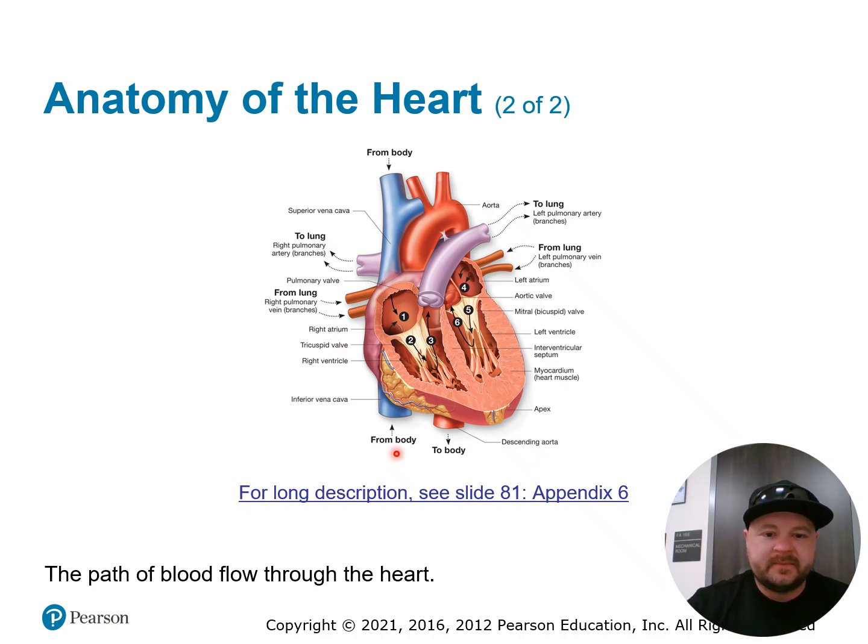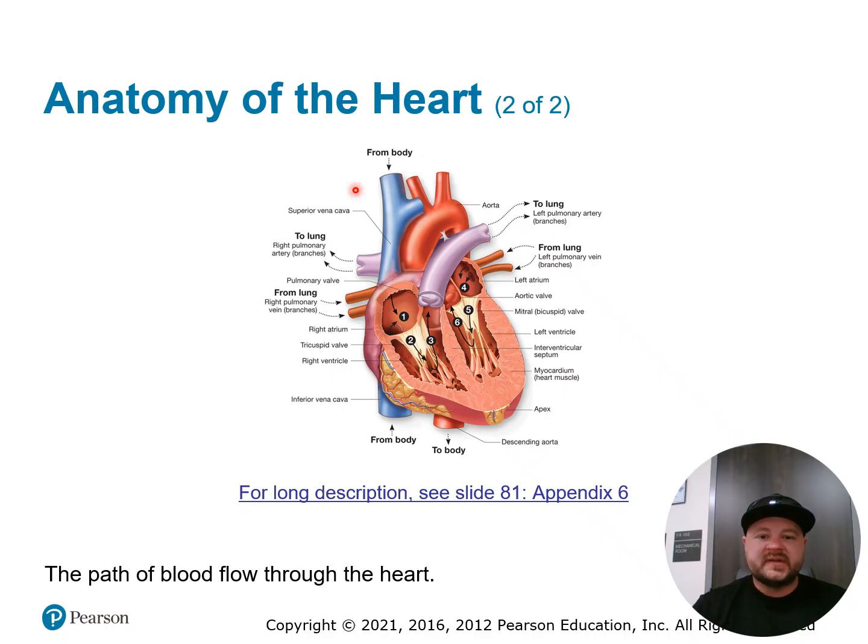Once it goes through there, you'll see here the number 2, it's going through a valve called the tricuspid valve into the right ventricle. From there, it's going to go up through the pulmonary artery. So it's an artery because it is bringing blood away from the heart, but the pulmonary artery is the one artery that we have in our body that's not carrying oxygenated blood. That is carrying blood to the lungs so that we can get the oxygen.